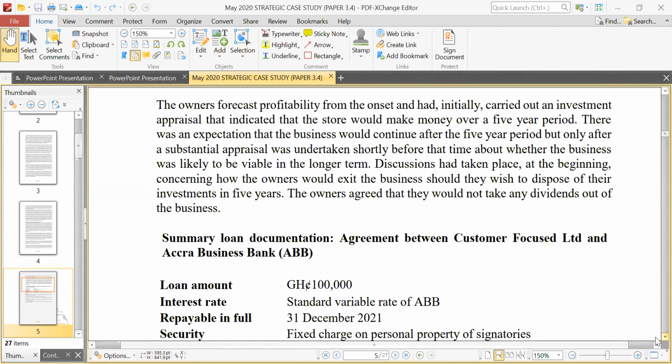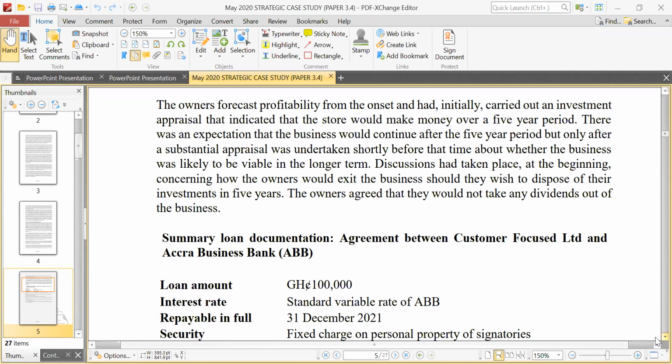The owners forecast profitability from the onset and had initially carried out an investment appraisal that indicated that the store would make money over a 5-year period. There was an expectation that the business would continue after the 5-year period, but only after a substantial appraisal was undertaken shortly before that time about whether the business was likely to be viable in the longer term.